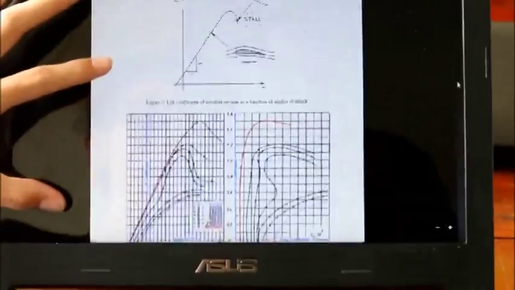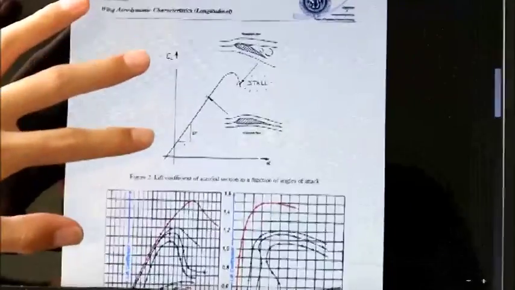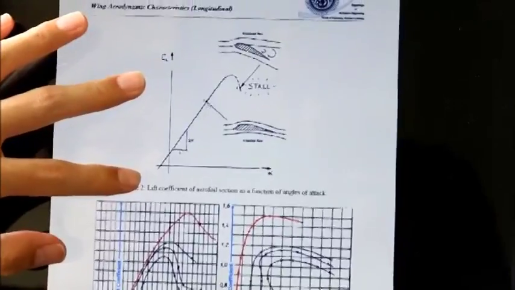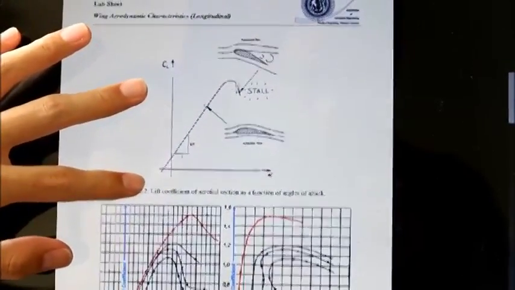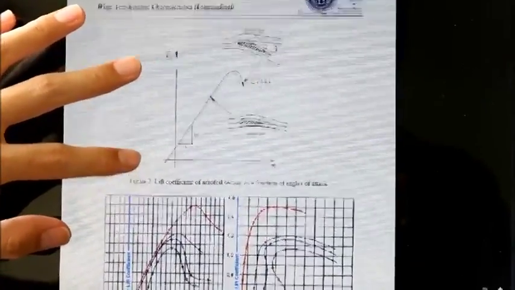Moving on to the graph here. As you can see, the CL will increase as the alpha increases until it reaches the maximum point here. We call this point the stall point.